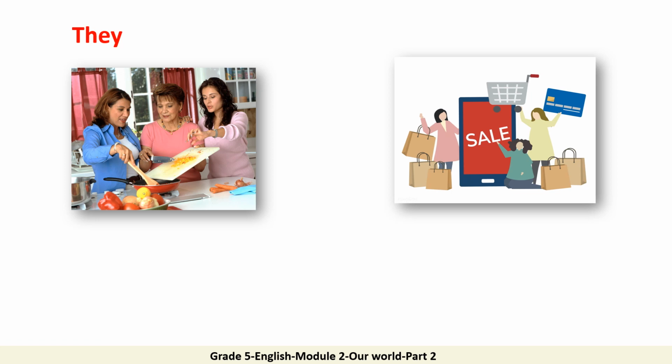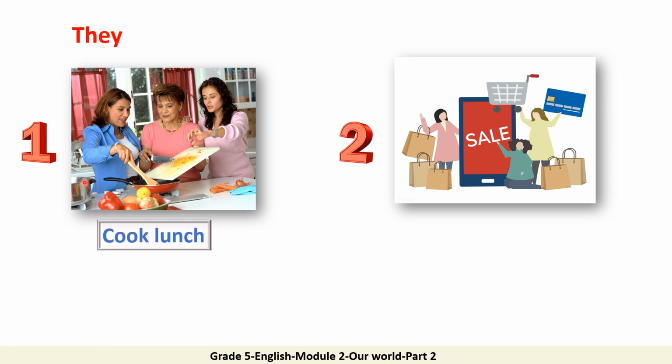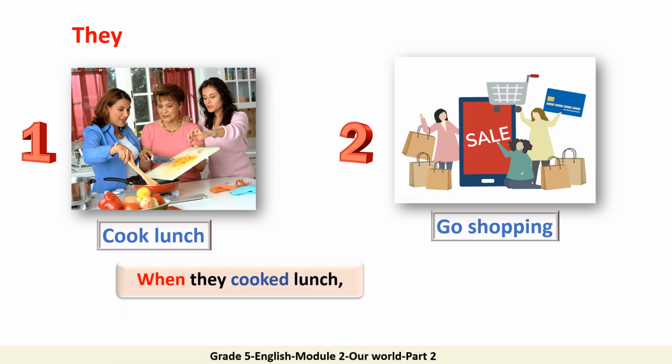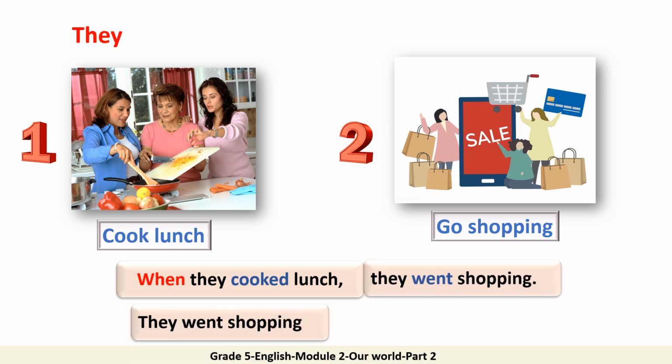Now, we will talk about what they did yesterday in order. 1. Cook lunch. 2. Go shopping. Remember that you need to change the verbs into their past forms. Pause the video and practice making two sentences using when at the beginning and mid-sentence. Very good. When they cooked lunch, they went shopping. They went shopping when they cooked lunch.